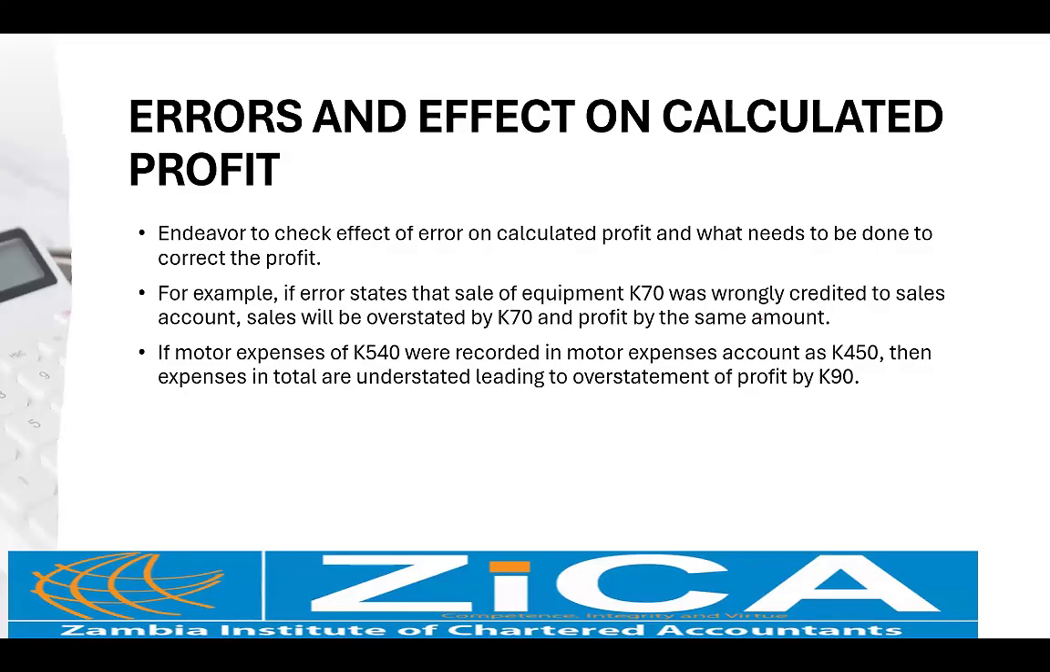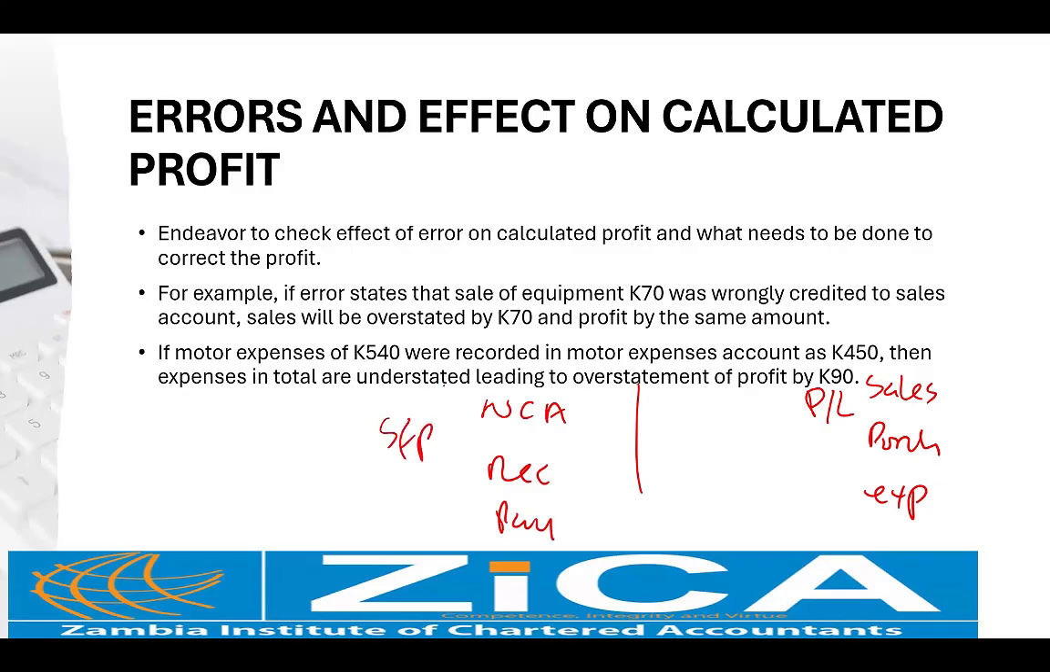Talking about errors that affect profit. So all you need to know and appreciate is the statement of profit or loss. Items like sales, they appear there. Purchases, they appear there. Expenses, they appear here. When you talk about issues of, let's say, non-current asset, issues of, let's say, receivables, payables, these sit in the statement of financial position. So if an error affected a statement of financial position balance like receivables and not a statement of profit or loss balance, just know that that particular error has not affected the calculated profit.